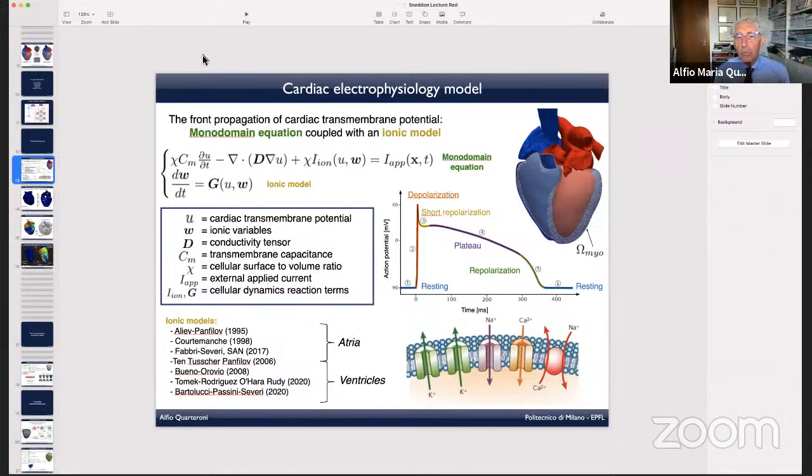And another way is how to use machine learning algorithms to solve the inverse problem. You have several inverse problems here potentially, namely the problem of identifying coefficients that are not available from clinical data.